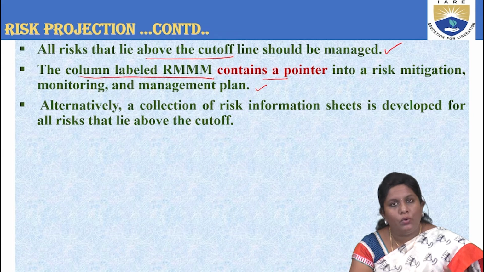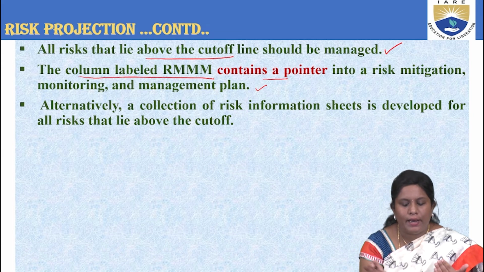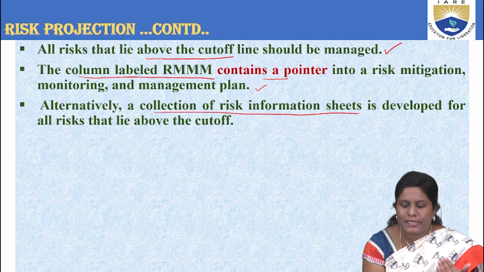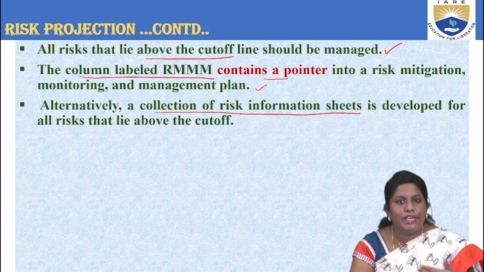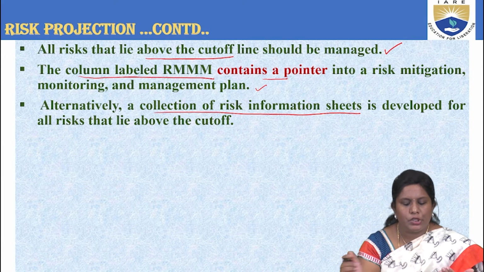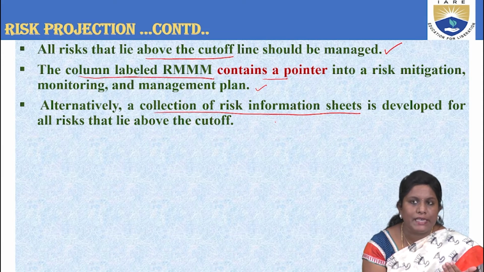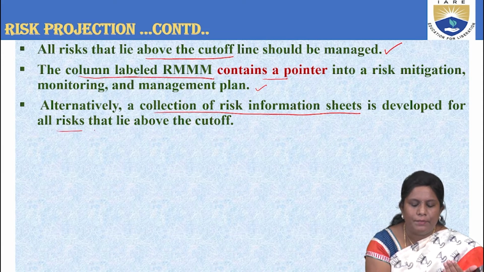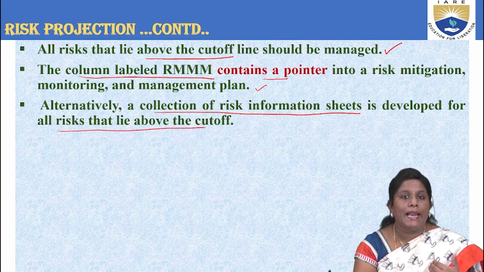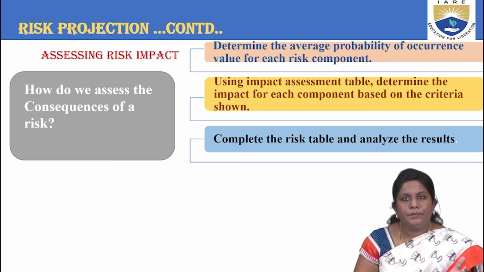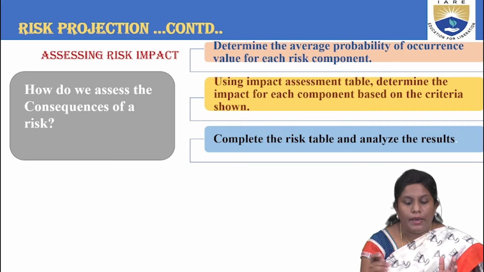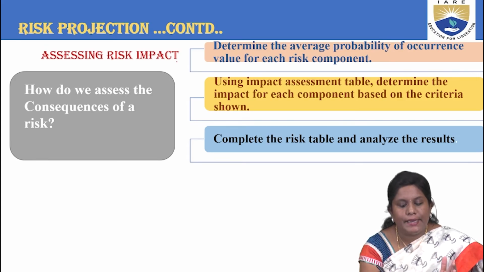So how do we do all these things? They are done by a collection of risk information sheets, in the form of a risk sheet format or a template. Alternatively, a collection of risk information sheets is developed where all the things lying above the cutoff are included.